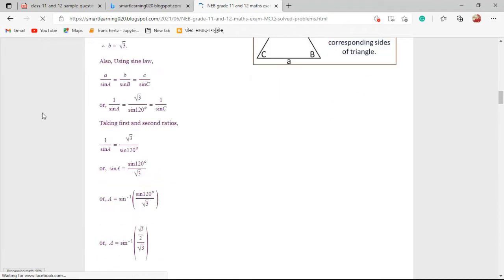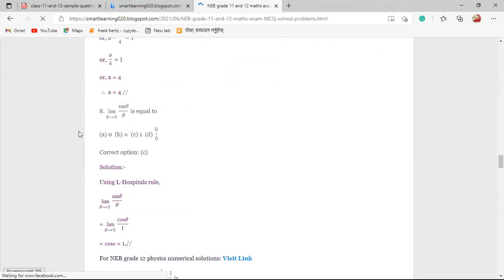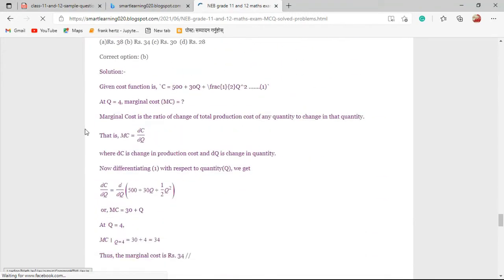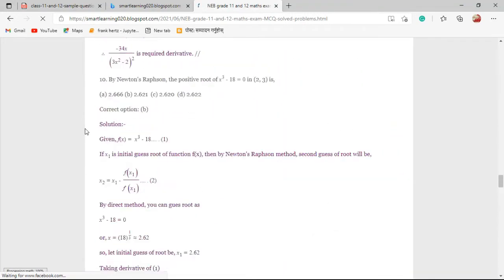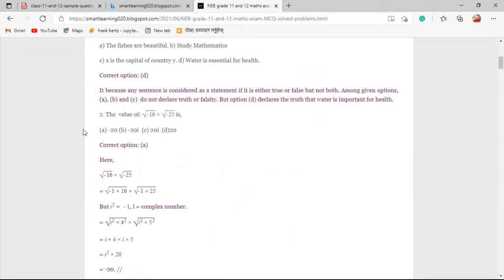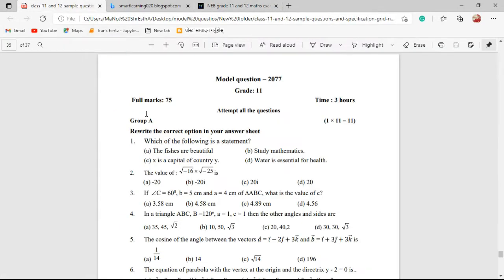Here are all the solutions of group A, the short question answers or multiple choice question answers, you can say. You can find the solutions of all the questions, and in this video I am going to discuss some of them in summary, providing basic ideas of the solution. So first of all, let me show you the question here.